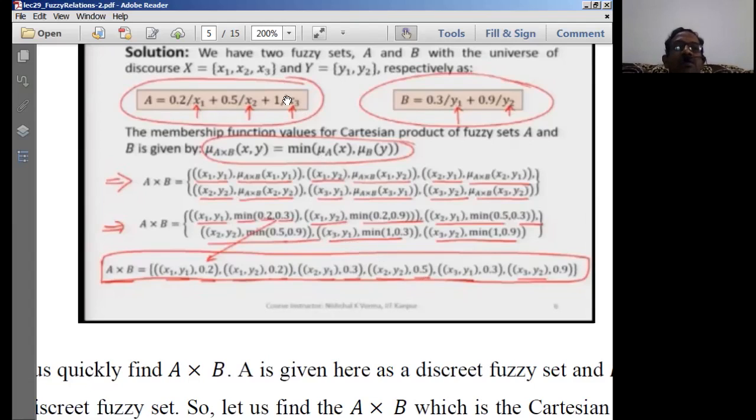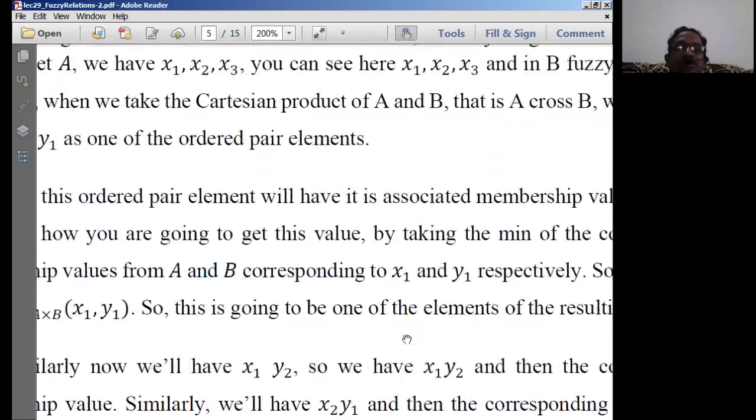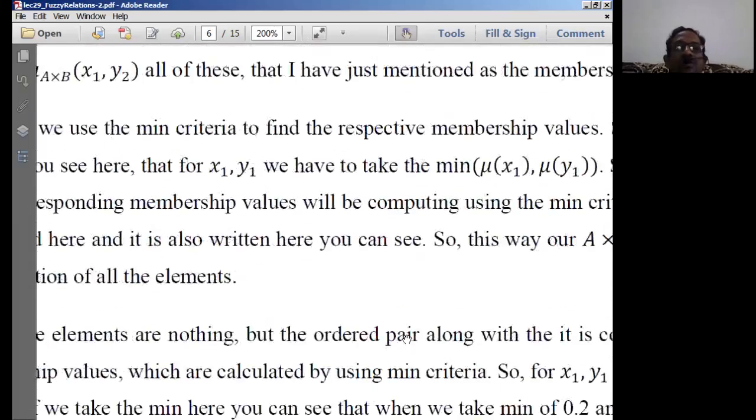Similarly, x3 y1, so x3 y1 minimum of x3 value is 1, so y1 is 0.3, so minimum of 1 and 0.3 is obviously 0.3. Finally, x3 and y2, so minimum value is 0.9, I'll be having here as 0.9 between these two. So this is what the A cross B relation of the fuzzy set.